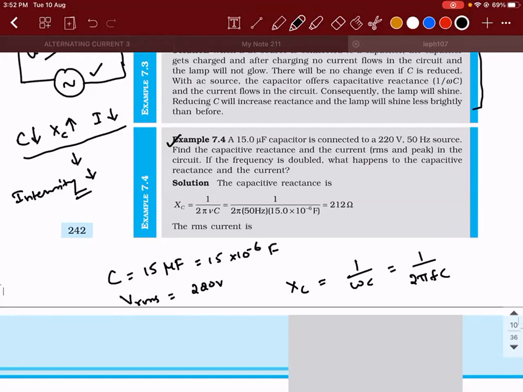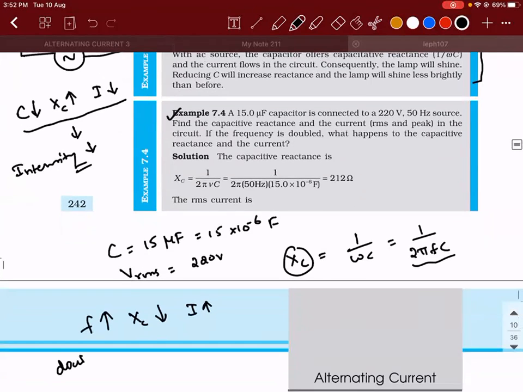If the frequency is doubled, what happens to the capacitive reactance and the current? Observe, XC is inversely proportional to F. So if F is increased, XC will decrease. When XC decreases, what will happen to the current? It will increase. Since F is doubled, XC will become half. Since XC becomes half, the current will get doubled. Am I right? Yes, sir. That's it.